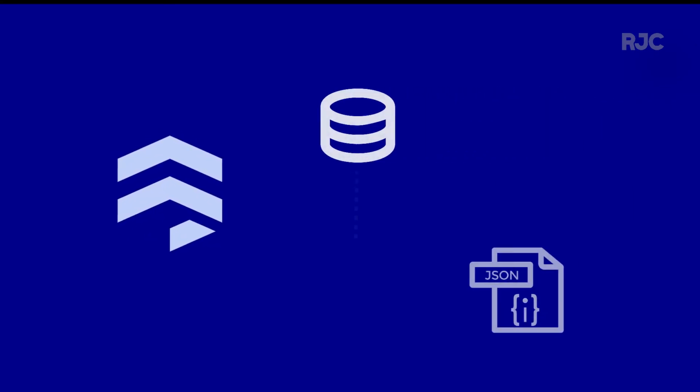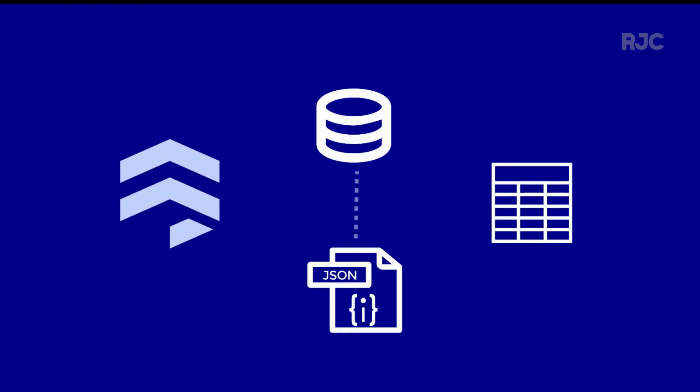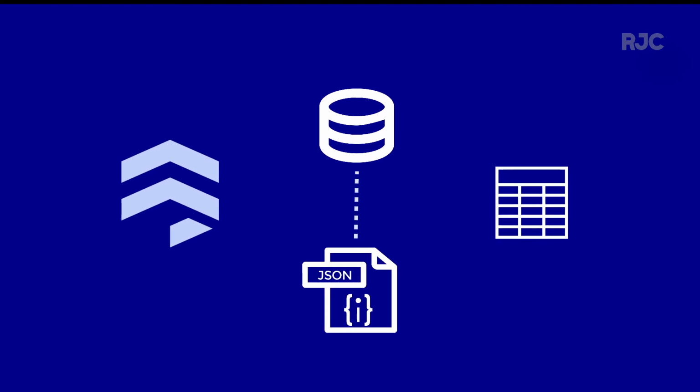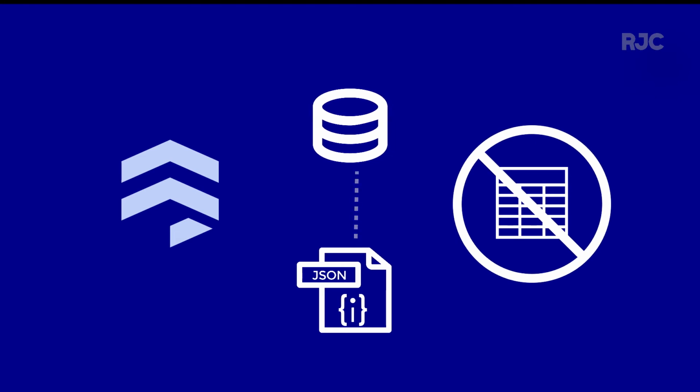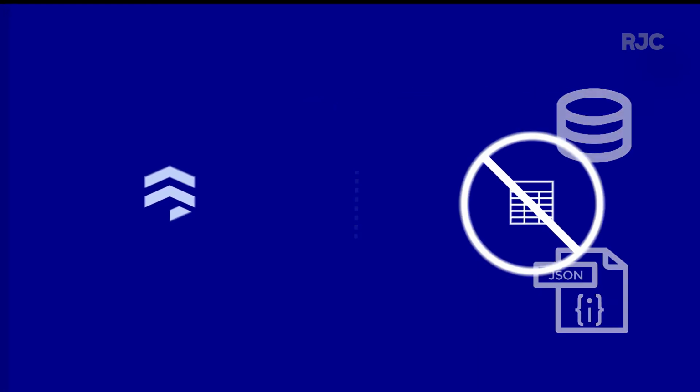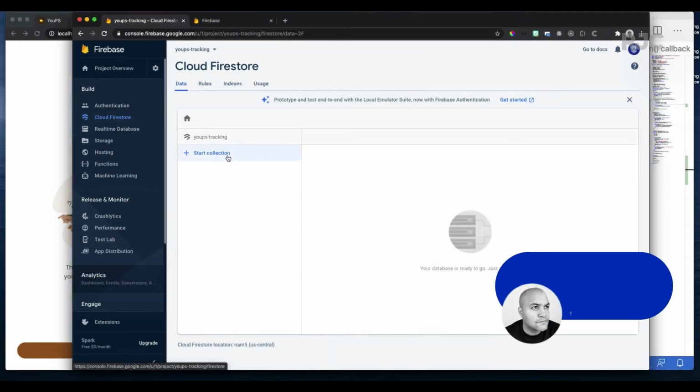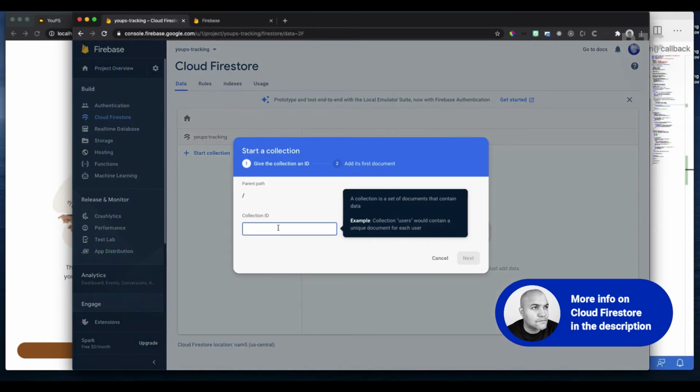Cloud Firestore is a NoSQL, document-oriented database. Unlike a SQL database, there are no tables or rows. Instead, you store the data in documents, which are organized into collections. Let's create a collection called Location Updates.